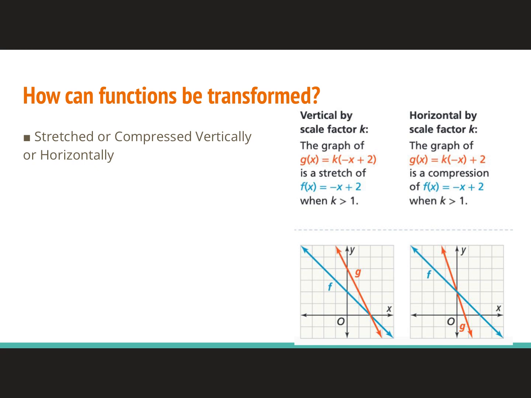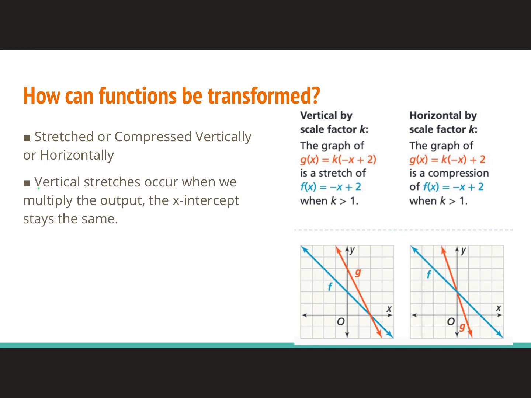Okay, so they can also be stretched or compressed, again vertically or horizontally. Picture grabbing the graph and stretching it out or pushing it down. Vertical stretches occur when we multiply the output. So here you'll see this is what multiplying the output looks like when we take the entire function and multiply it. Notice when we do a vertical stretch, the x-intercept, where we hit the x-axis down here, stays the same.